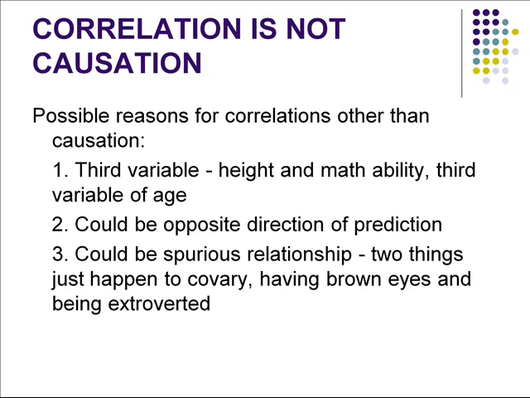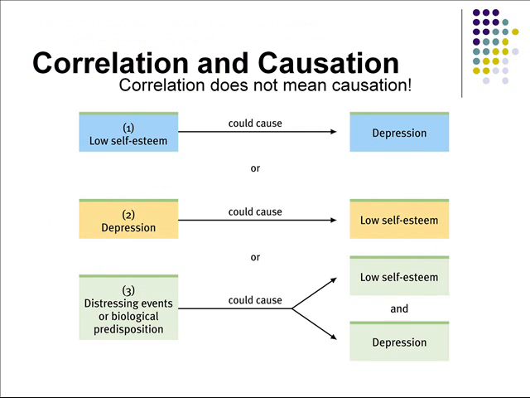Finally, the relationship between the two you found in your study could be spurious, that is, due to chance. As another example of this, let's look at the negative correlation between depression and self-esteem. It could be that low self-esteem causes higher depression. It could also be that depression causes lower self-esteem.